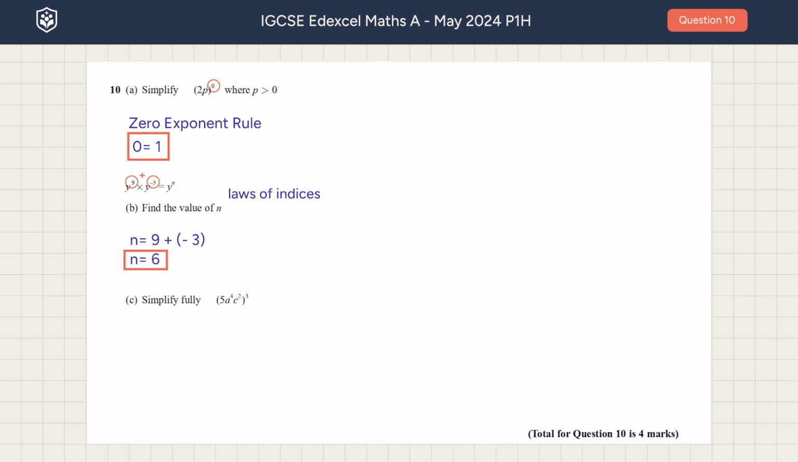Lastly, Part C is a simplification question. All we need to do is expand and simplify. We have to multiply each variable's power by 3 since the 3 is outside the bracket. So 5 would be to the power of 1 times 3, and a would be to the power of 4 times 3, and c to the power of 2 times 3. Now simplify them further to get 5 to the power of 3, a to the power of 12, and c to the power of 6, which makes 125a to the power of 12 c to the power of 6. And that is the answer.